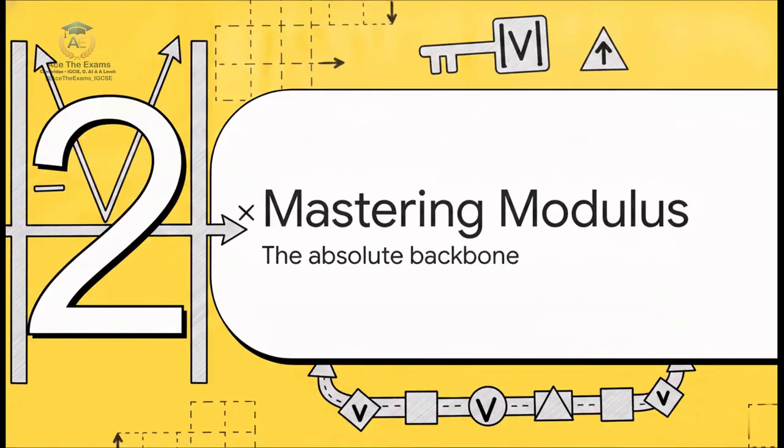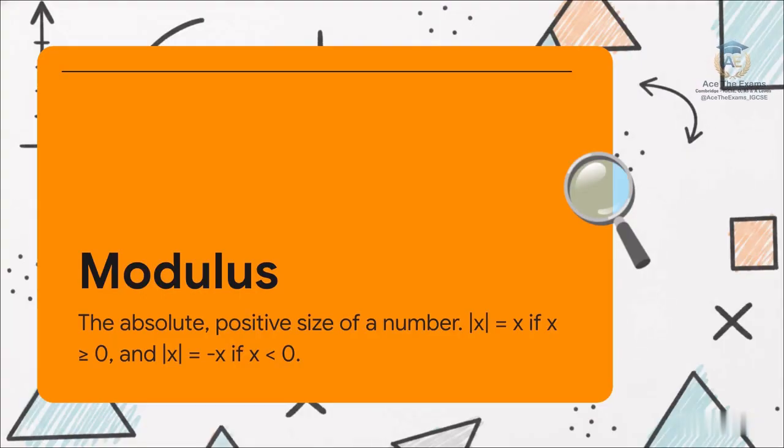Moving right along to Section 2, Mastering Modulus Functions. Okay, so what actually is a modulus? Denoted by those two straight vertical lines, it's really just the absolute positive size of a number. Think of it as the literal distance of a point from the origin on the x-axis. So the absolute value of 5 is 5, but the absolute value of -5? That's also 5. Algebraically speaking, the modulus of x equals x if x is greater than or equal to 0, and it equals -x if x is less than 0.